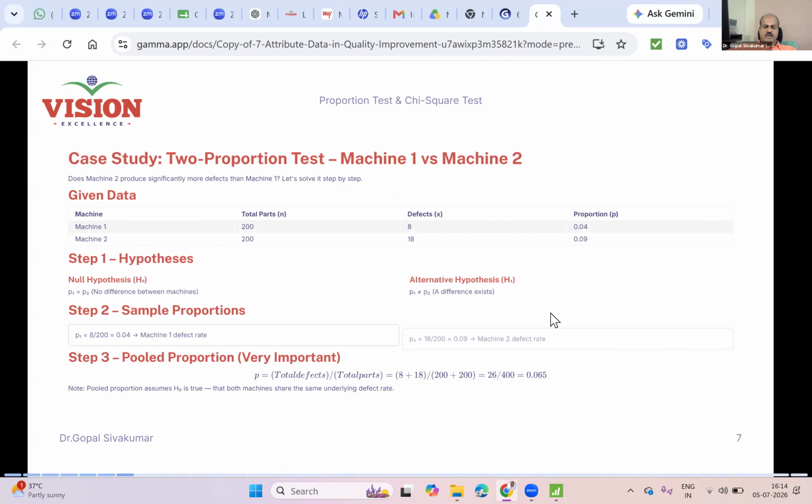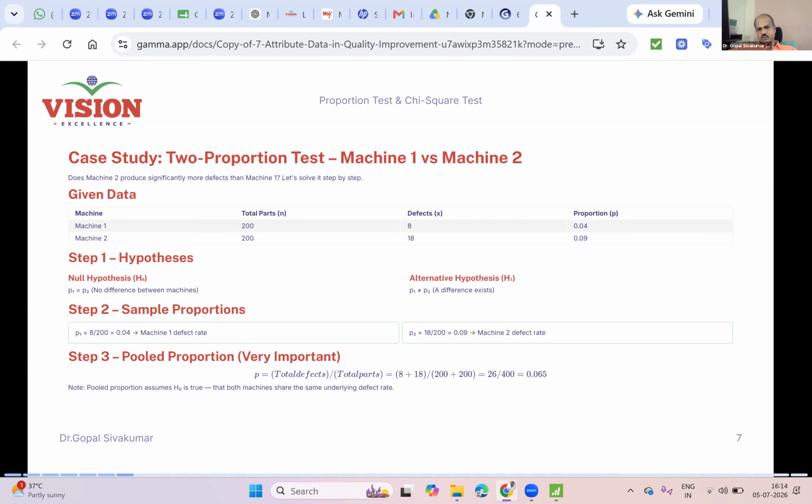Now, case study, two proportion test, machine 1 versus machine 2. You have two machines. One machine is producing 8 defects out of 200 parts. Another machine is producing 18 defects out of 200. Now you want to check whether the rejection is high in machine 2 compared to machine 1. This is the statement, or the fact, you want to validate.